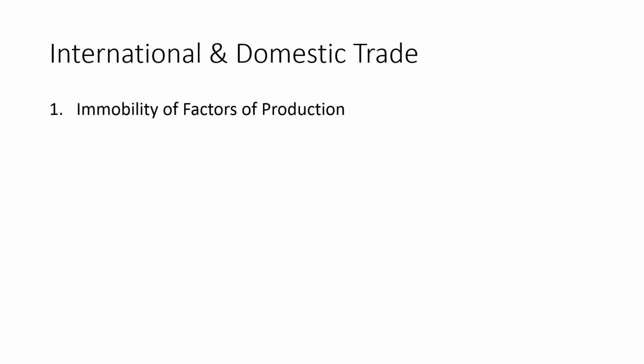The first one, immobility of factors of production. Laborers are free to move within the country, domestic trade, but are immobile, meaning less mobile between countries for international trade. This is due to financial constraints, language barriers, cultural differences, and the like.